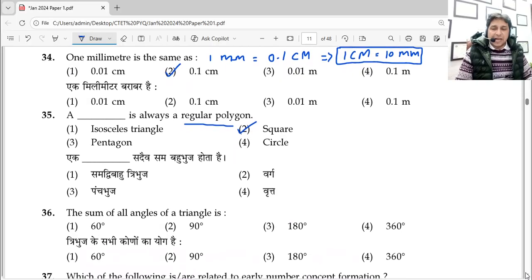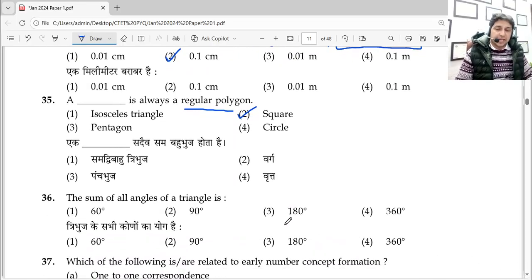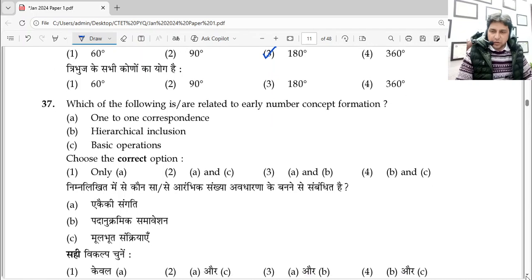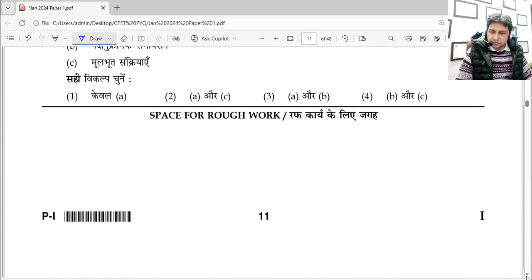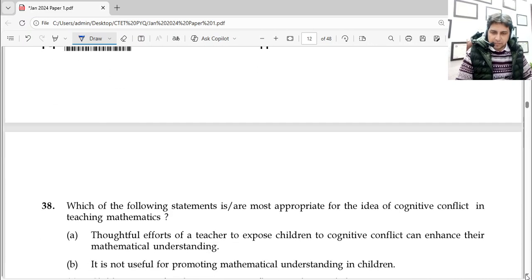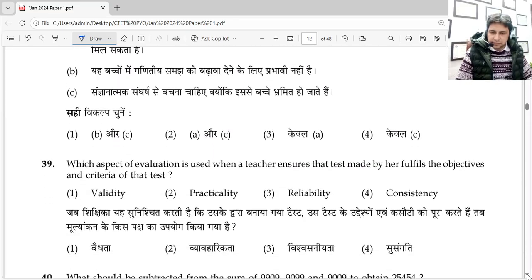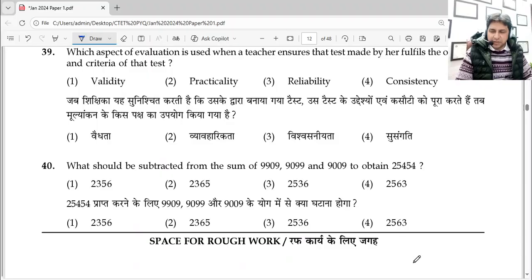The sum of all angles of a triangle, we know the angle sum property, that is 180 degrees. Now this is again a theoretical one. This is also theoretical. Now this is the practical part.